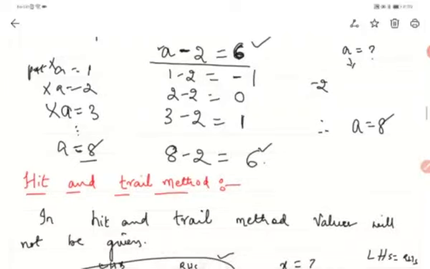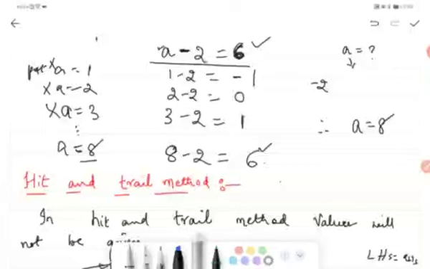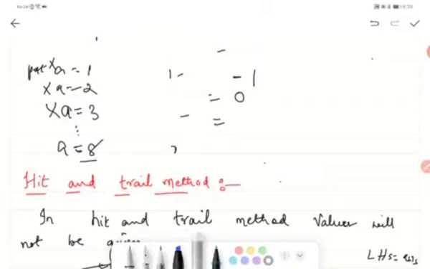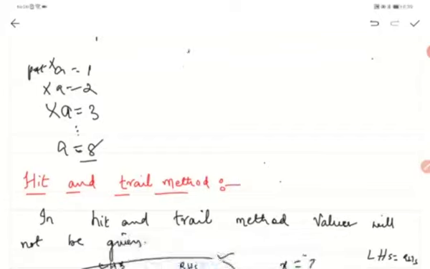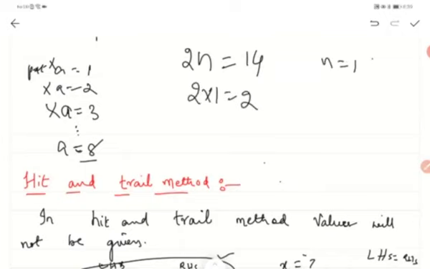Alright, okay, let me take one more example, just for the trial and error method. Try this equation: 2n equal to 14. So if I substitute n equal to 1 first, 2 into 1 is 2. Your RHS is 14, and here we got LHS as 2. So this is not true. For n equal to 2, let's check. 2 into 2 is 4. Again this is not true.